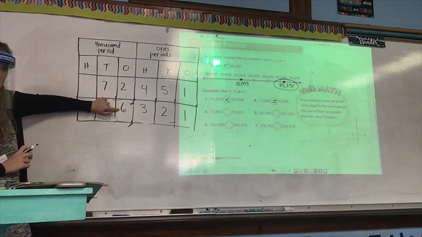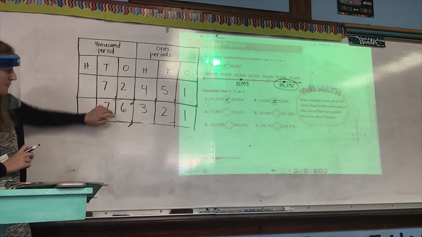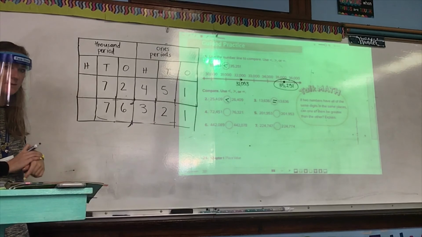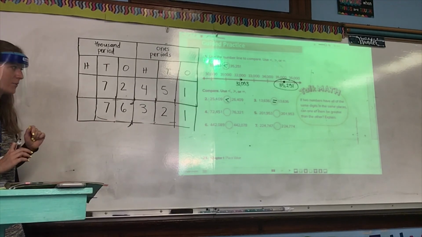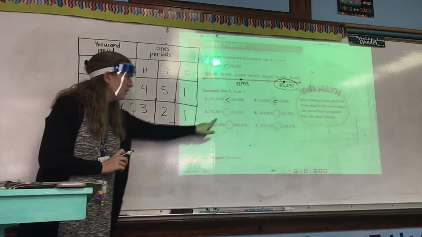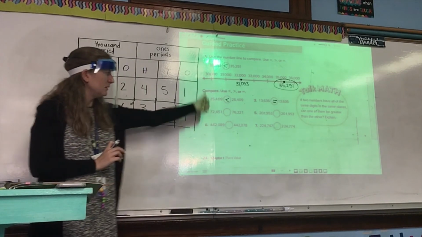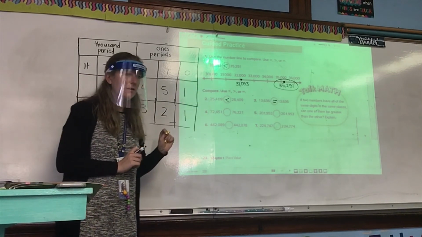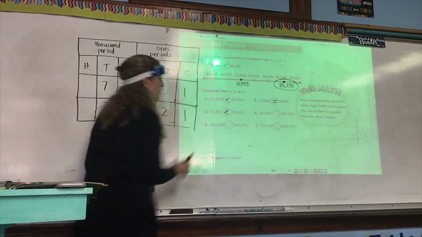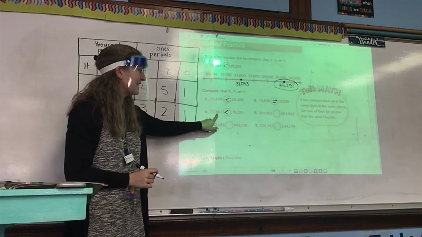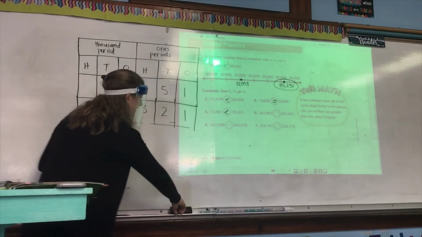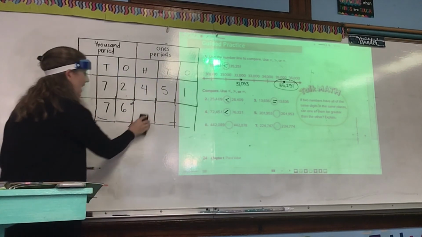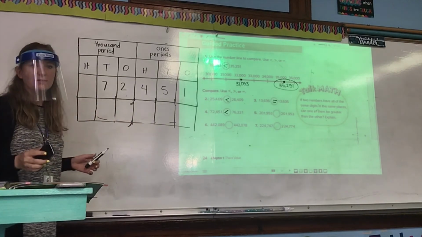What does that mean? 6 is greater. So what does that mean about 76,321? That it is greater. 76,321 is greater. So, which way does my mouth point? Left or right? Right, because 72,451 is less than 76,321. Very good. I know I'm going fast, but is everybody still with me?